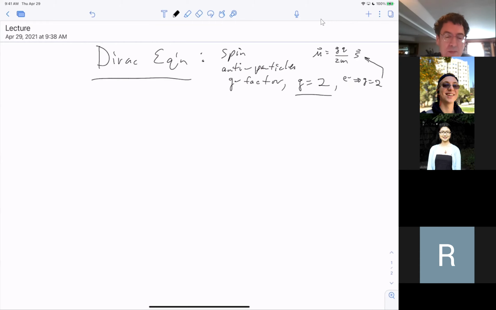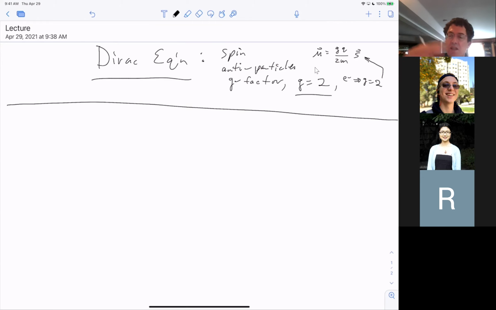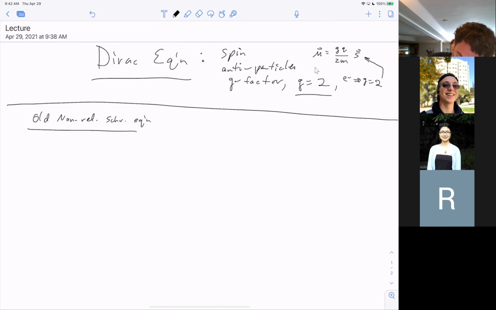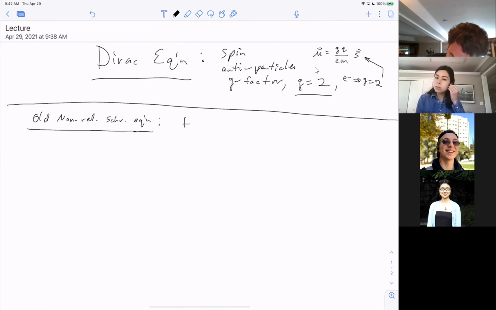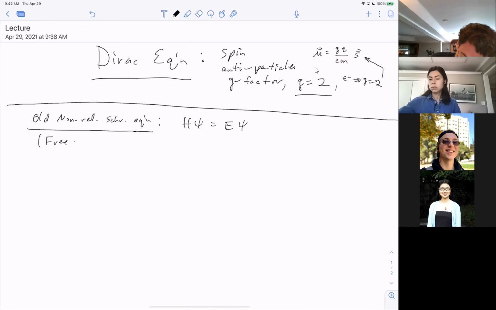So I introduced this last time. I'll remind you what we did, just because it's a new thing. Let's go through the reasoning of the Dirac equation without doing all the algebra. The idea is that we have the old non-relativistic Schrödinger equation that you spent the last year figuring out, which is H psi equals E psi, our old friend. We're just going to worry about free particles for now.